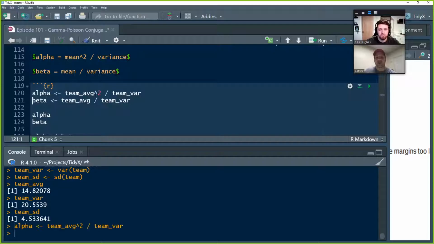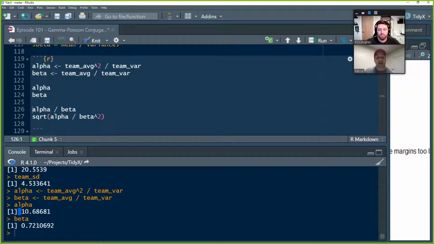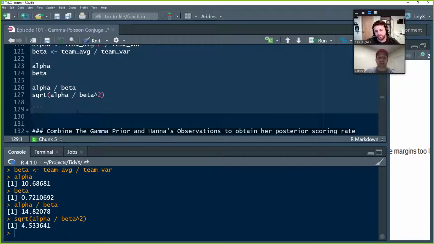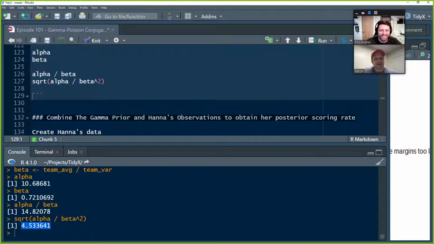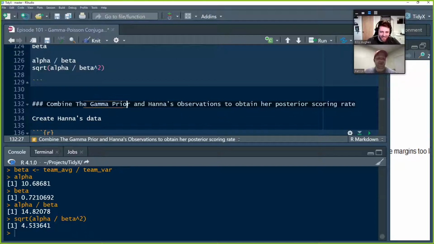So we knock those two things out, and we get an alpha parameter of 10.7 and a beta parameter of 0.72. And lo and behold, if we divide alpha by beta, we get right around 15. And if we take the square root of alpha divided by beta squared, we get around 4.5. It looks exactly like the data that we had before. It's almost like it's arithmetic. It is.